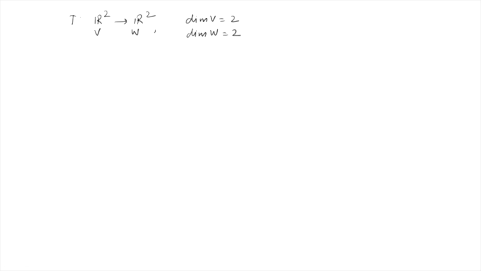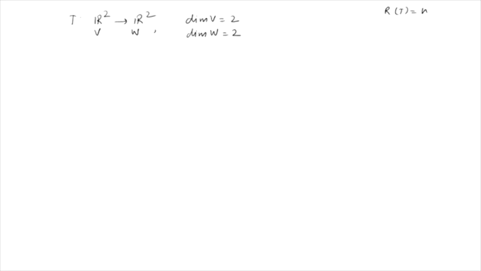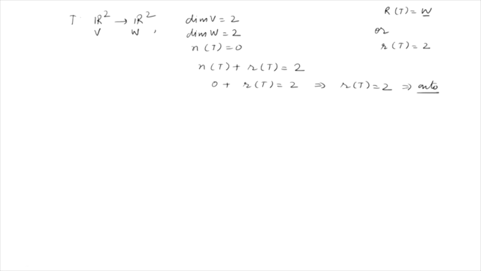If T is onto, onto means the range of T will be the entire W, then rank of T will be 2, because the dimension of W is 2. Okay. Now, it is given to us that it is 1 to 1. If it is 1 to 1, that means nullity of T is 0. By the rank nullity theorem, nullity plus rank of T will be the dimension of V, which is 2. And 0 plus rank of T is equal to 2. This implies rank of T equals 2. That means it is onto. So, yes, it is true.